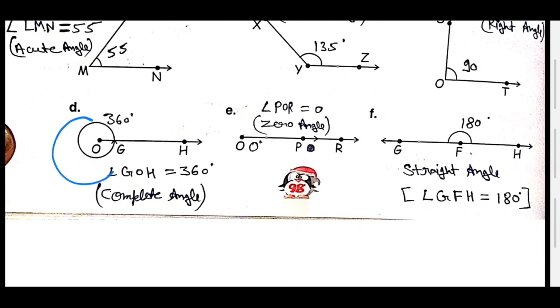Come on, DD is known as a complete angle. You have to look, it is a complete angle. And what is the name? GOH. This is what? Zero angle. And what is the name? POR is equal to 0 because no angle is made.